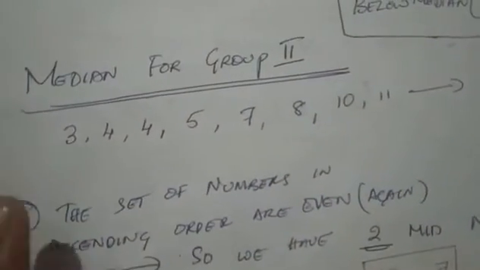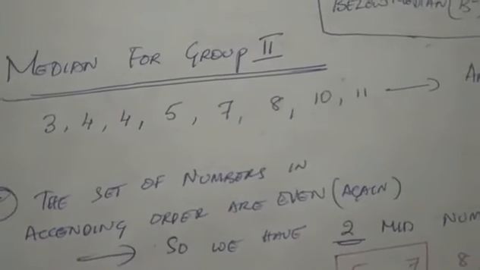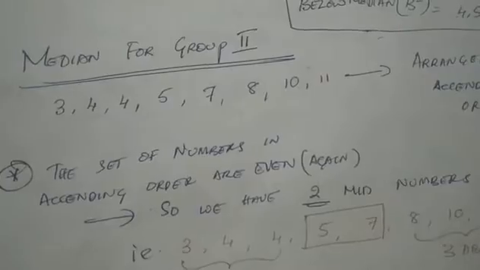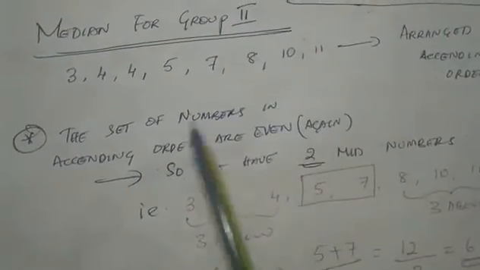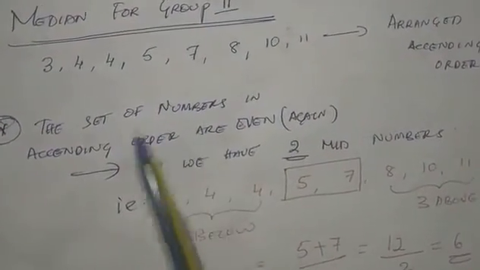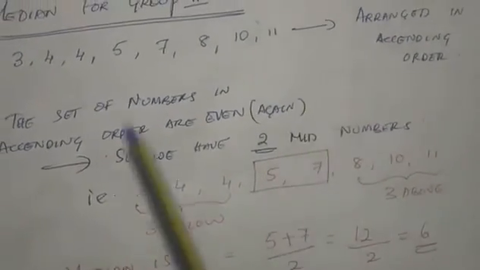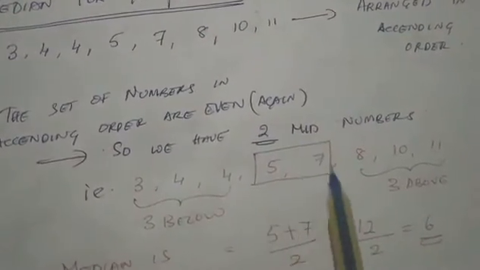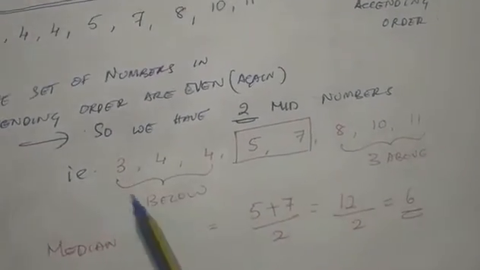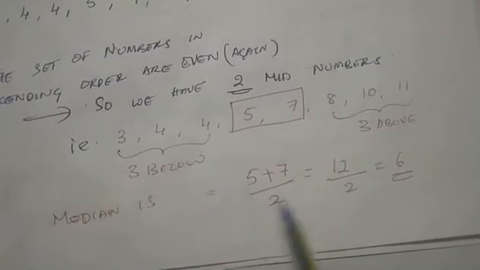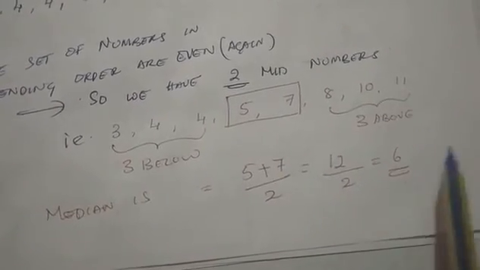We are arranging those scores in ascending order as 3, 4, 4, 5, 7, 8, 10 and 11. They are arranged. Again, the set of numbers in ascending order is even. So these even scores have 2 mid numbers, 5 and 7, and 3 scores below them, 3 scores above them. The median is 5 plus 7 divided by 2, 12 divided by 2, which is 6.